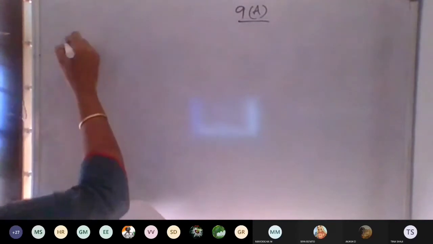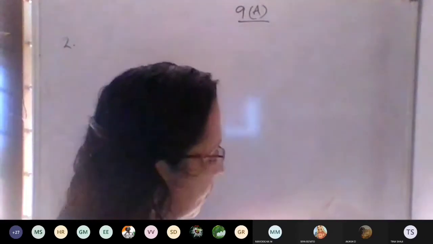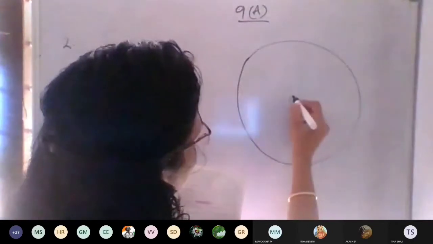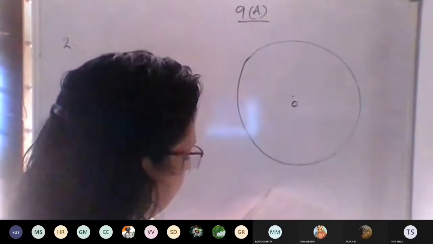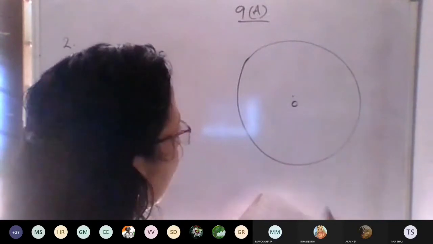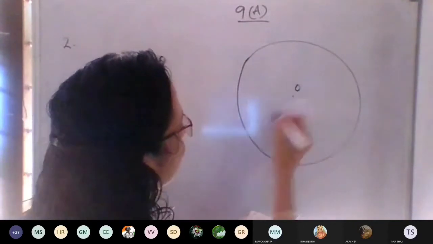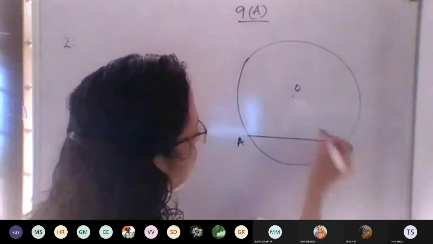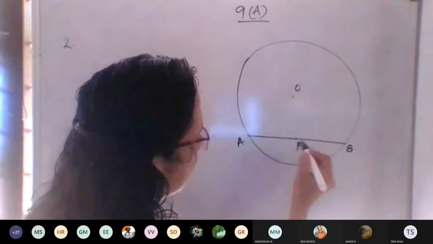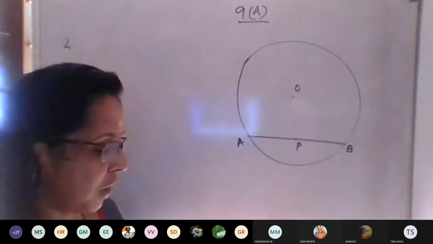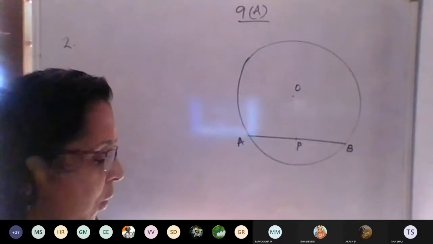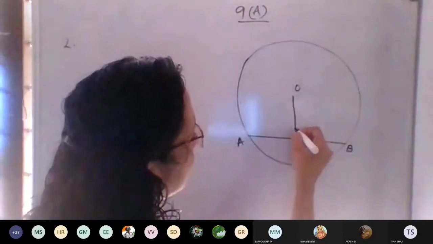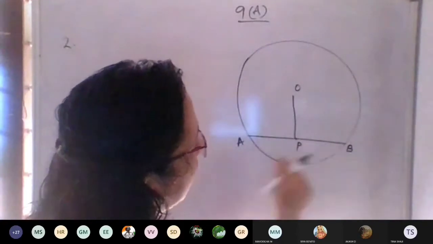Second question is, the given figure shows a circle with center O. Then P is the midpoint of chord AB. So P is the midpoint of chord AB means, let AB be the chord and P is the midpoint, so it should be in the center. Show that OP is perpendicular to AB. That is, we have to prove OP is perpendicular to AB.